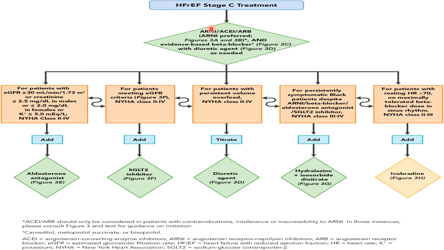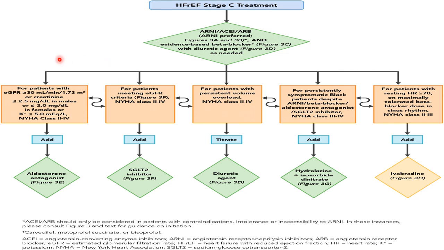So all these patients should be on ARNIs, AC inhibitors, ARBs, plus evidence-based beta blockers with diuretic agents. All these patients should be on 3 medications. Stage C heart failure patients should be on 3 medications. And what are they? They should be on ARNIs, AC inhibitors, ARBs, depending upon the patient profile, plus evidence-based beta blockers, metoprolol succinate, bisoprolol or carvedilol, and a diuretic agent as required for symptomatic treatment.